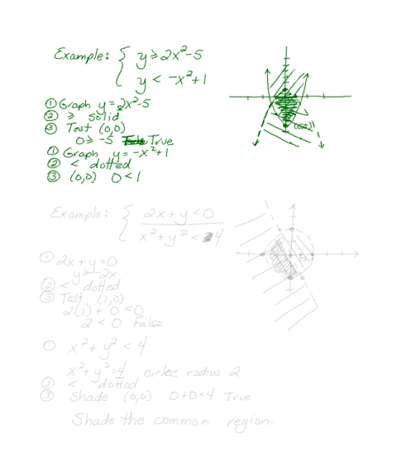Okay, I have one more example for you today, and we're going to use the system 2x plus y less than 0 and x squared plus y squared less than 2.